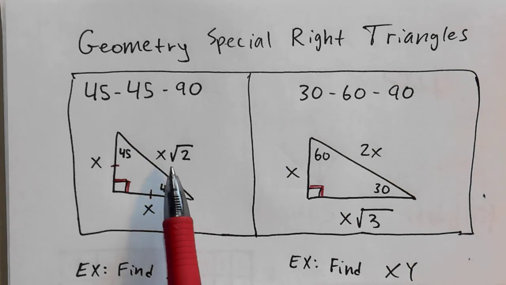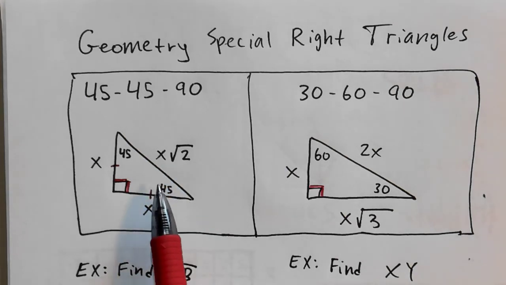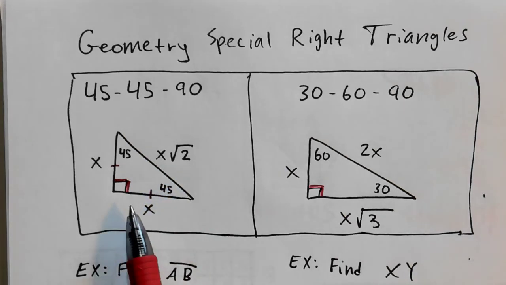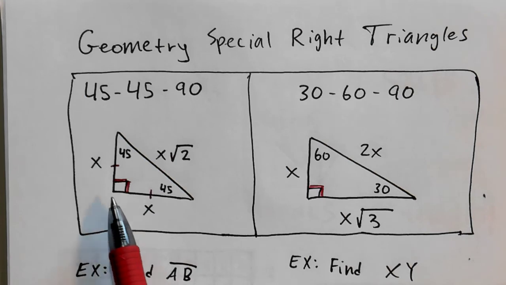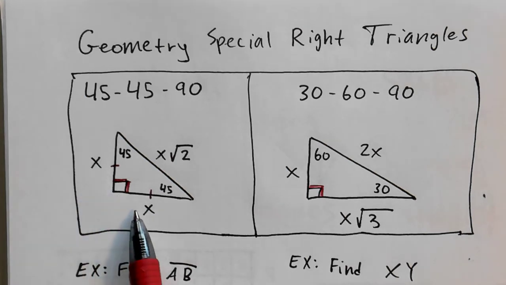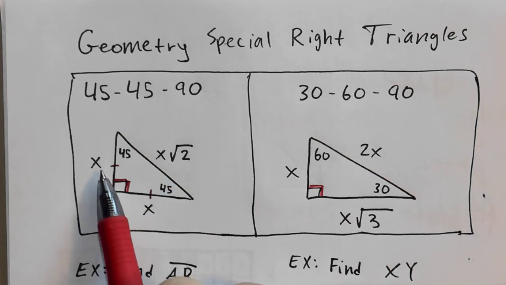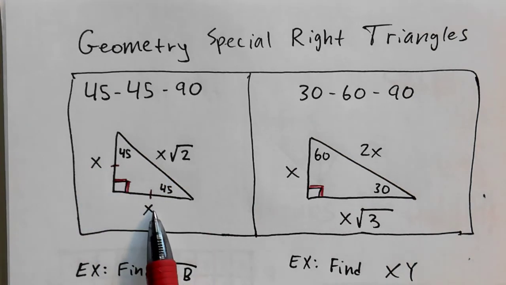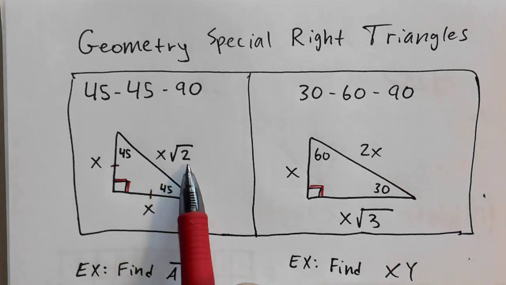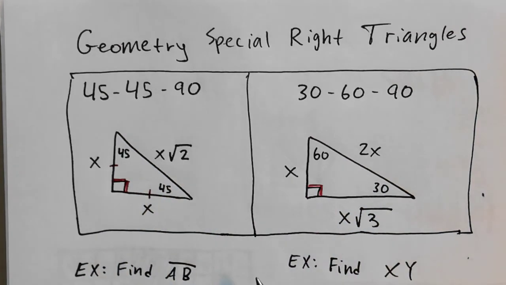We're going to talk about why this is true when we prove it with the Pythagorean theorem. This is the basis of a 45-45-90 triangle: x, x, and this will be x root 2. So if this side was 3, this would be 3, that would be 3, that would be 3 root 2. Okay? For the next guy, we have a 30-60-90.